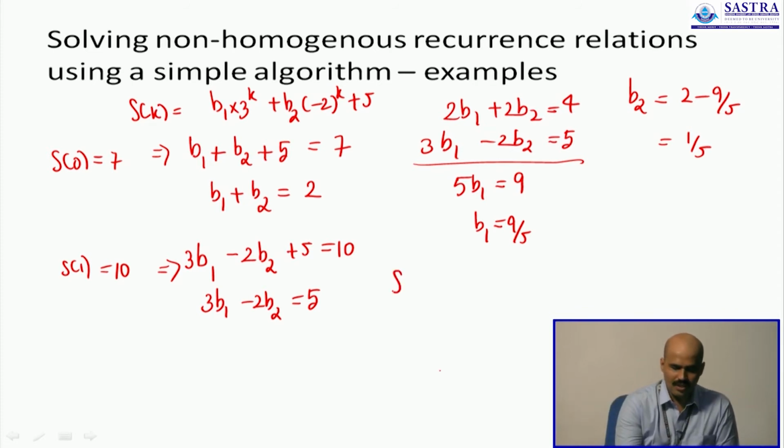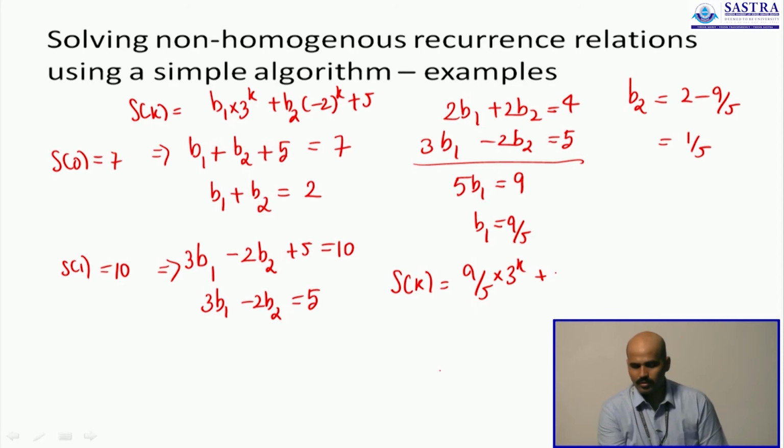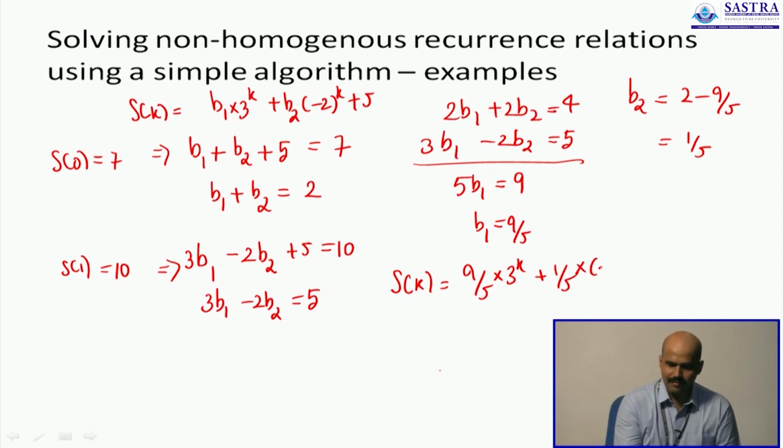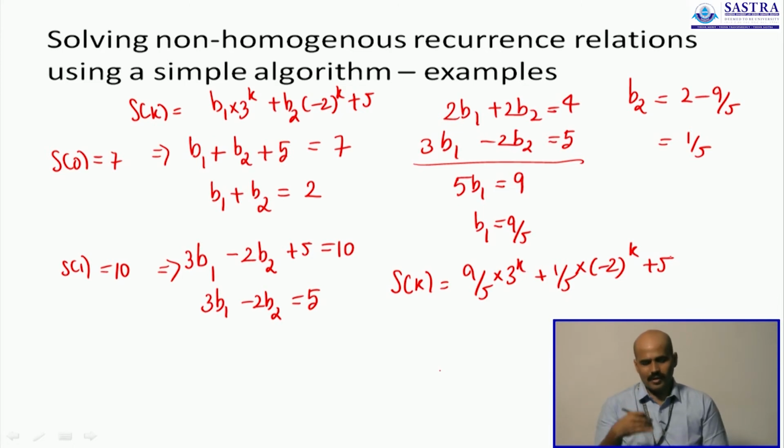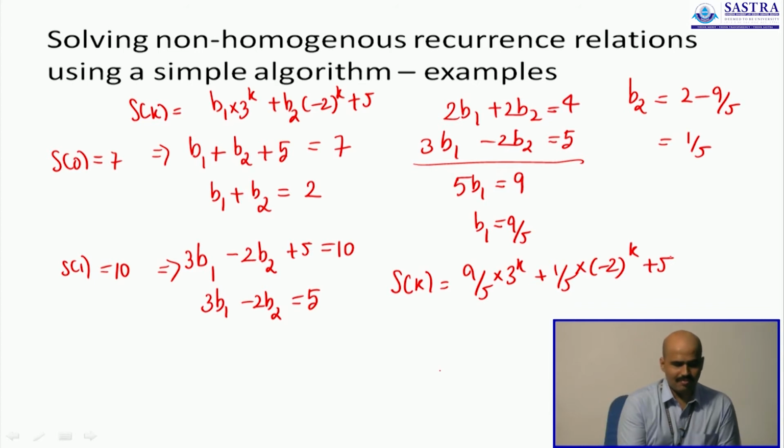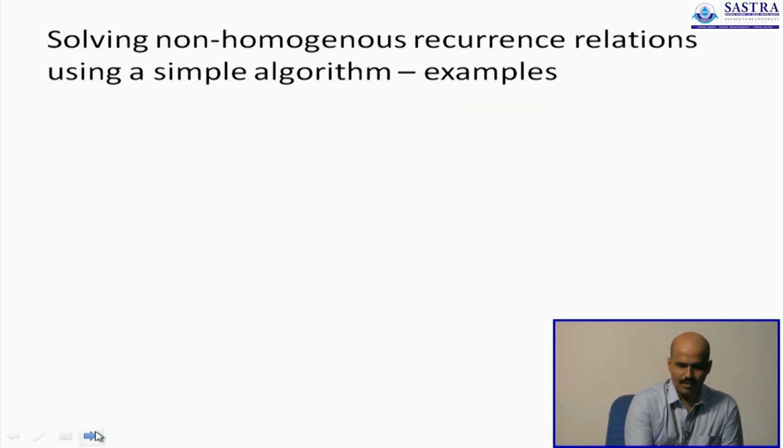So the recurrence relation we are looking for, S of k is 9 by 5 times 3 power k plus 1 by 5 times negative 2 power k plus 5. That's the answer we are looking for, and it never hurts to find out if your answer is right. Let's try and find S of 2 using two different methods.